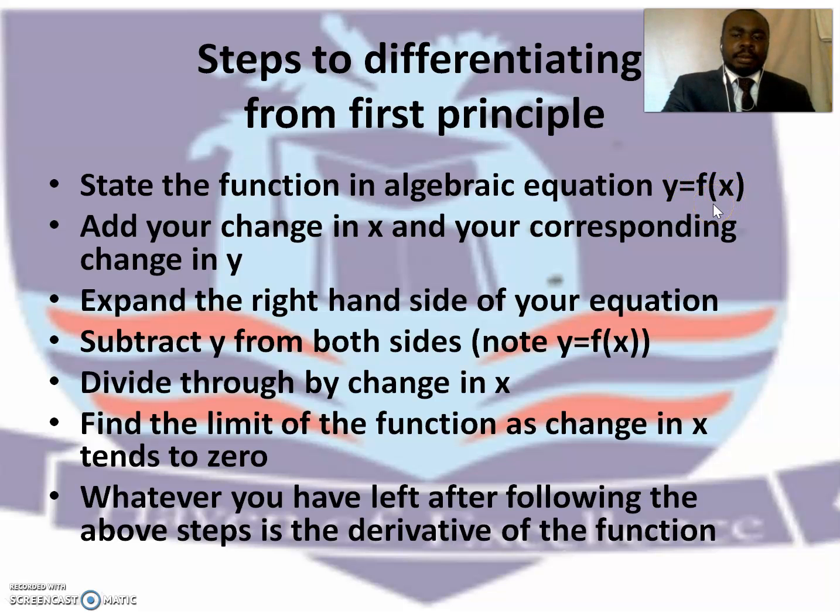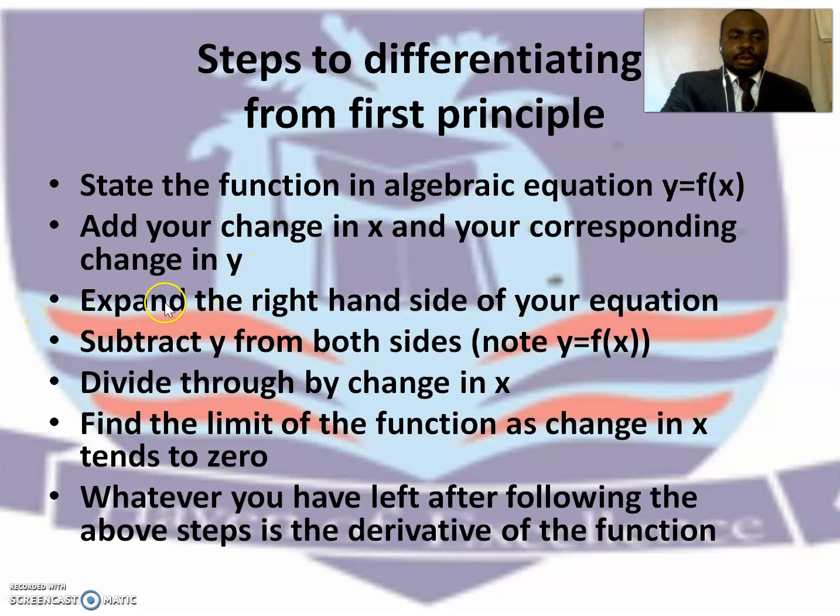So if you have a graph, for example, you will need to state in this form. If you are just given an expression and told to differentiate, for example, you are told to differentiate x squared, you will need to write it in the form y is equal to x squared. That will be your first step. And the second step will be to add a change in x and a corresponding change in y. We are going to understand this more during the example, but whenever we add a little value to the x, we expect that there should be a corresponding change in y. That's what makes it a function.